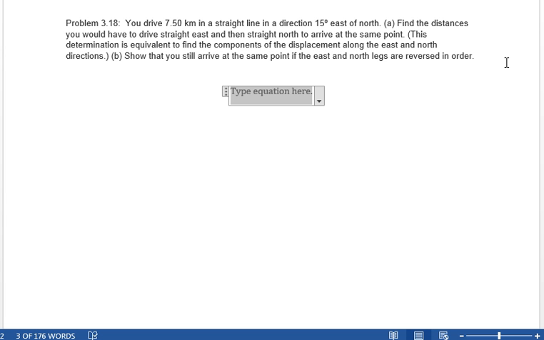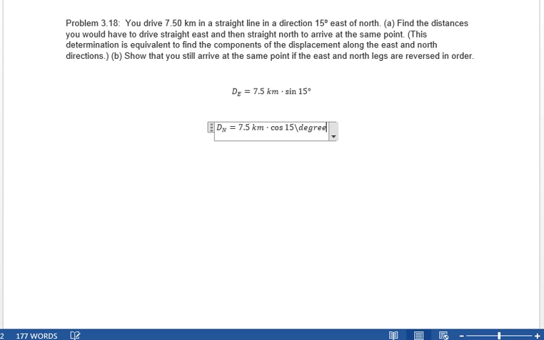I'll just call it displacement in the eastern direction, which is 7.5 kilometers times the sine of 15 degrees, because you're 15 degrees east of north. And the northern component is 7.5 kilometers times the cosine of 15 degrees. All right, so those are our two components.